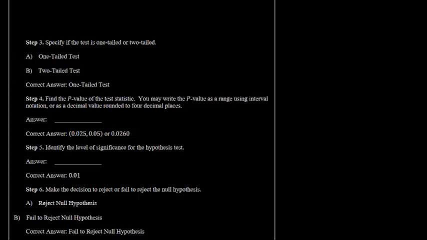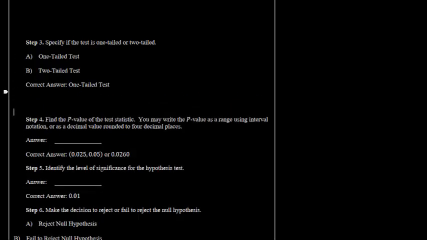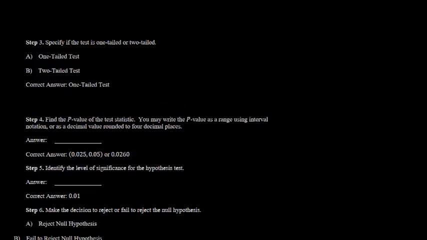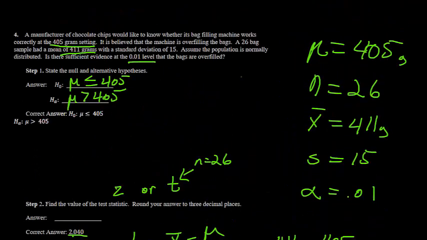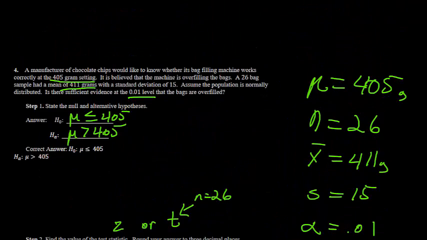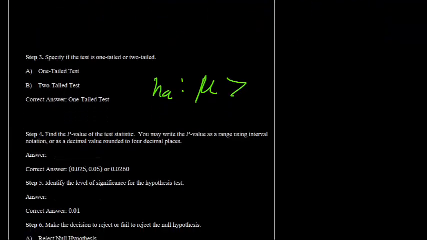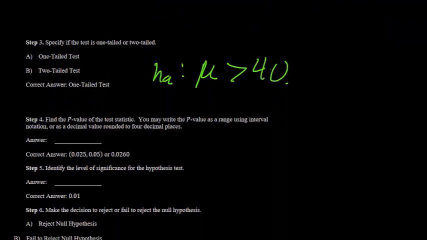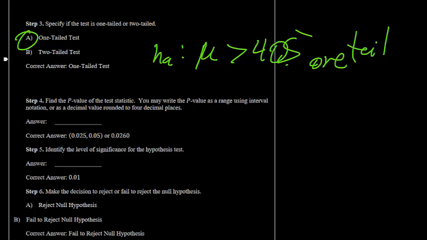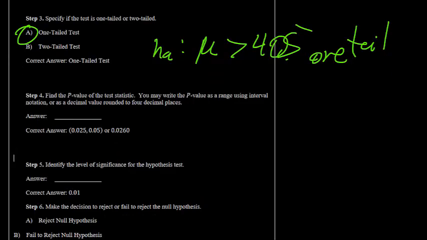All right. So specify if the tail is one-tailed or two-tailed. Our H sub A is that mu is greater than whatever the bag fill was. What was the bag fill? The bag fill was the mu, 405. The bag fill was greater than 405. Therefore, it is one tail, right? It's not equal to; it's either bigger than 405 or it isn't. One tail test.